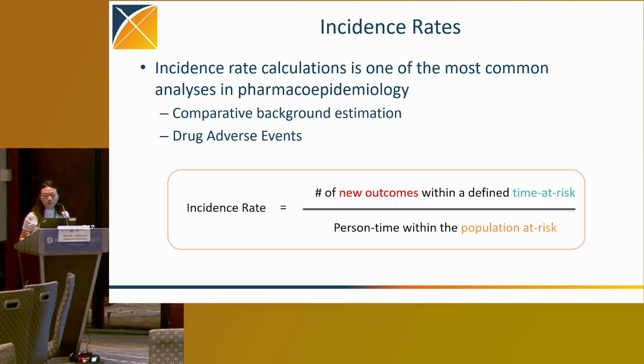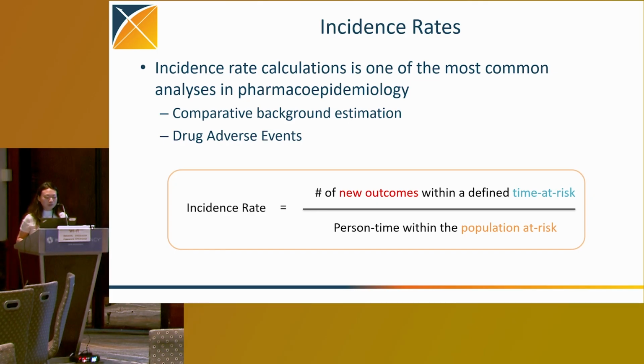Okay, so incidence rates calculations are one of the most common analyses in pharmacoepidemiology. Whether it's used for comparative background rate estimation, for drug adverse events, or assessing the potential impact of adverse events for designing clinical trials. And this is the definition of incidence rates. It's defined as the ratio of number of new outcomes within the defined time at risk over the person time within the population at risk.